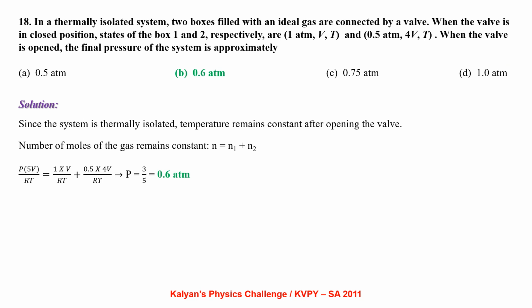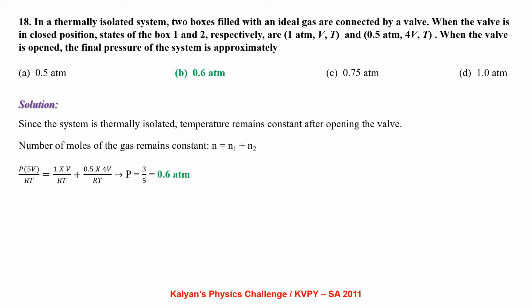In a thermally isolated system, two boxes filled with an ideal gas are connected by a valve. When the valve is in closed position, states of the box 1 and 2 respectively are 1 atmosphere V and 0.5 atmosphere 4V. When the valve is opened, the final pressure of the system is approximately.